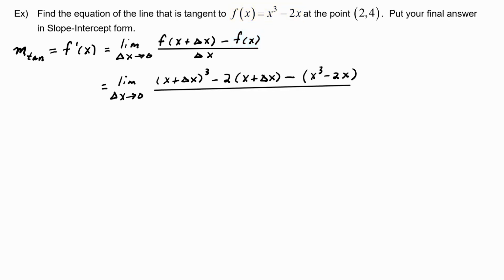over delta x. Now, something I want to caution you about is to make sure that you put the parentheses around the entire f of x that you are subtracting. It's a common error that students make when they forget these parentheses. So this is going to equal the limit as delta x goes to 0.